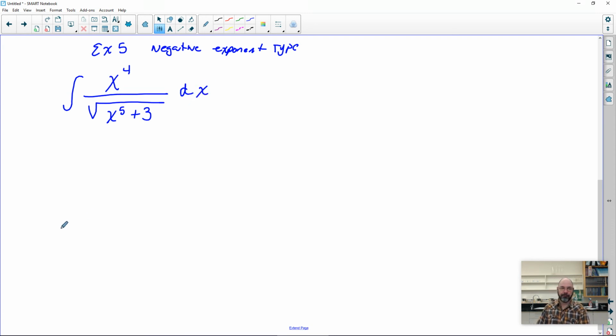Okay, so here we have something on the bottom. What we're going to do then is write this as a negative exponent first. We're going to bring that up so that there's no weird rule or anything like that we have to worry about.